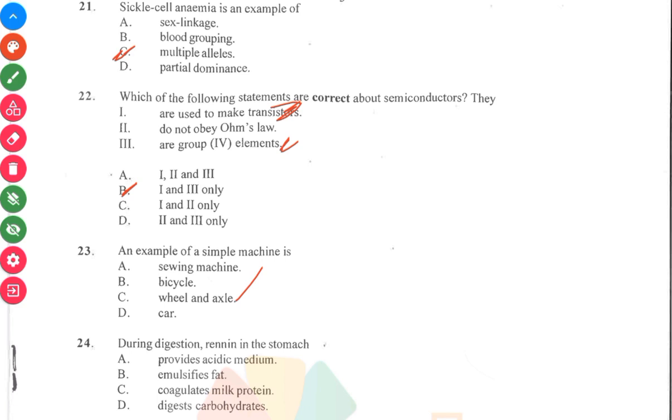Question number 24. During digestion, rennin in the stomach, A. provides acidic medium, B. Emulsifies fat, C. Coagulates milk protein, D. Digests carbohydrates. The answer to question 24 is C. It coagulates milk protein.